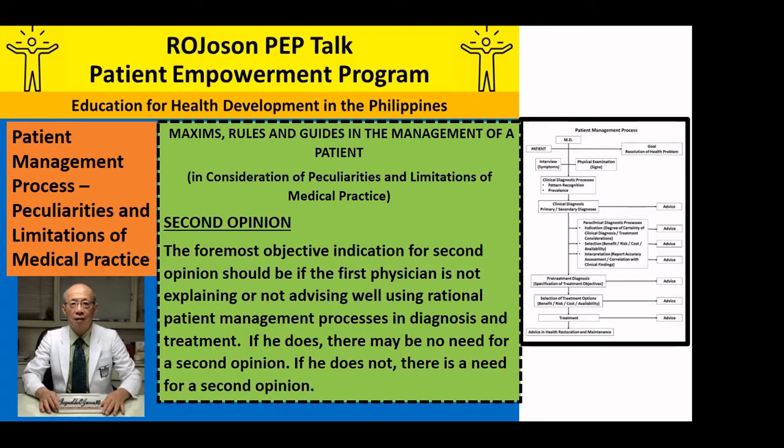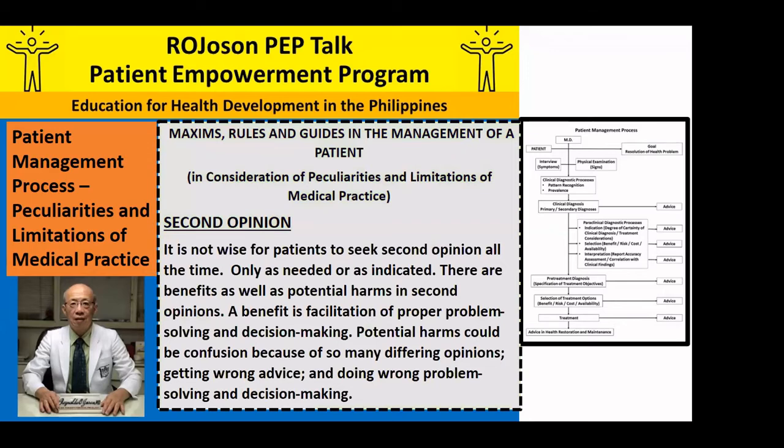But the foremost objective, valid indication for a second opinion should be if the first physician is not explaining or advising well, using the rational patient management process, the diagnosis and treatment. So this should be the most objective indication. If he does, there may be no reason for a second opinion. If he does not, then there is a need for a second opinion because that physician is not advising the patient well enough. It is not wise for patients to seek a second opinion all the time, only as needed or as indicated.